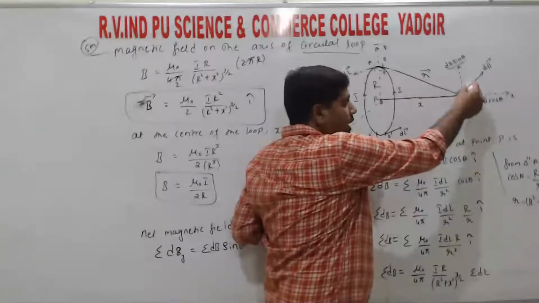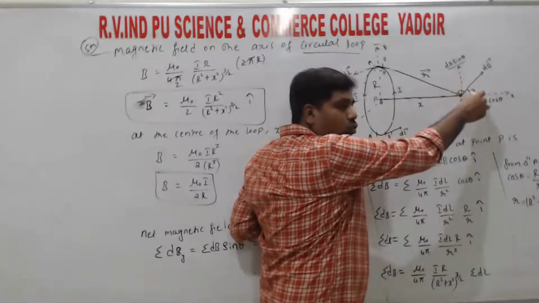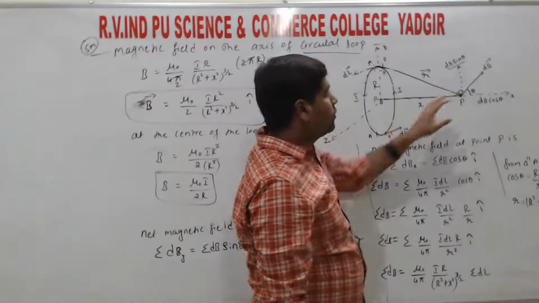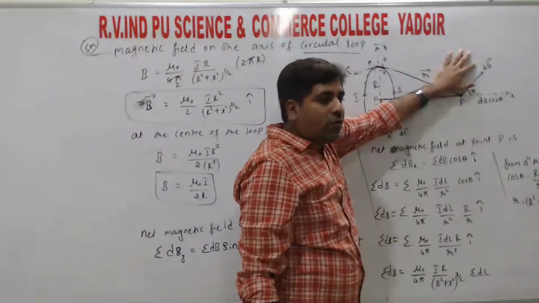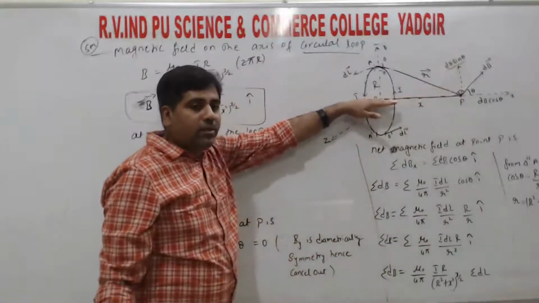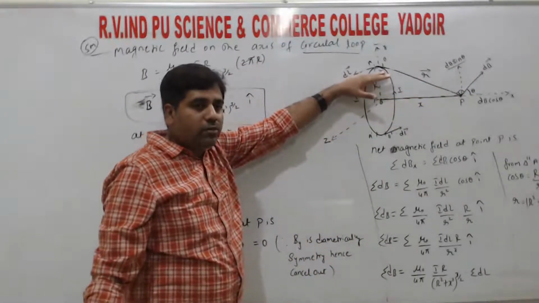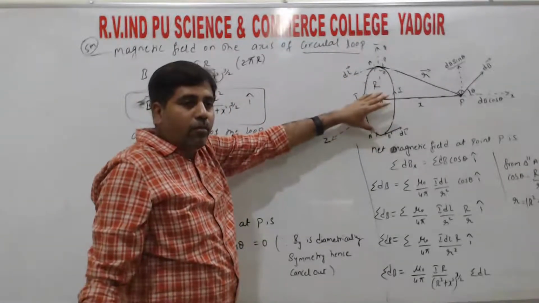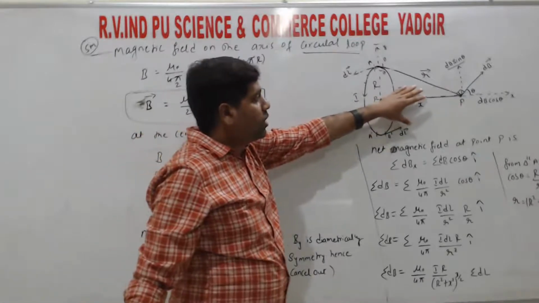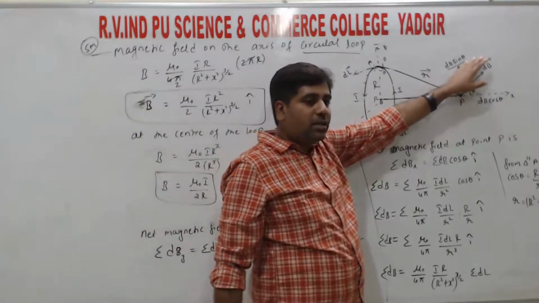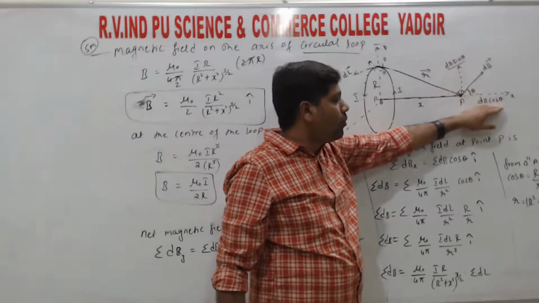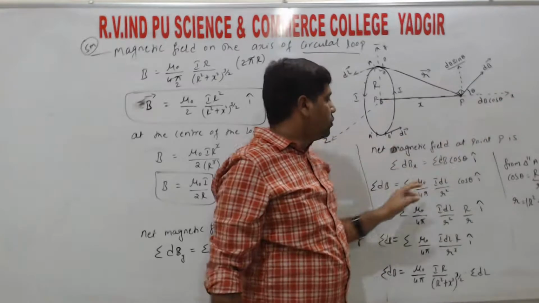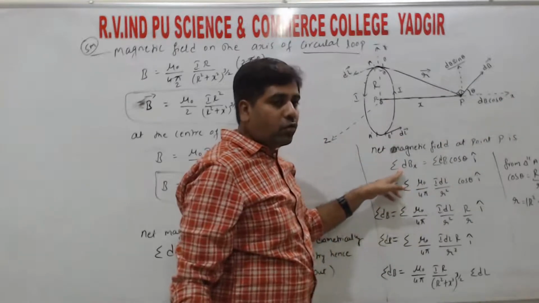So this element we can resolve into two components, one along the horizontal and another along the vertical. The summation of the vertical component gives 0 because of the diametrical symmetry. Above the axis the values are positive, and below the axis they are negative but the magnitude is the same. So on summing, plus dB sin theta and minus dB sin theta get cancelled, so only the component of the magnetic field along the x axis remains.